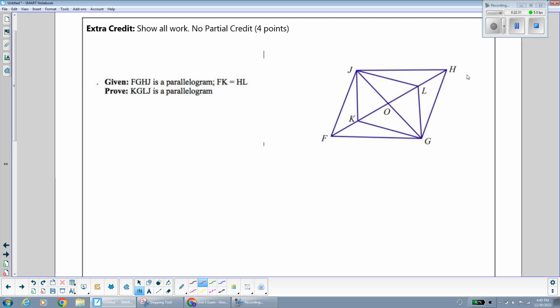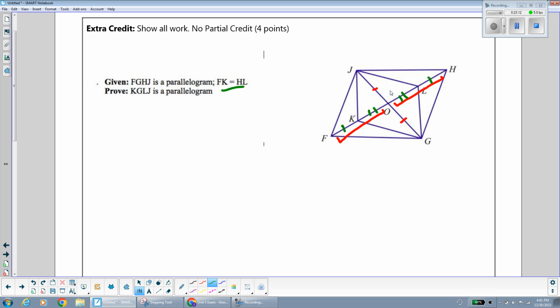And we do know that diagonals of a parallelogram bisect each other. So FO is congruent to OH and JO is congruent to OG because diagonals of a parallelogram bisect each other. From the givens, they also tell us that FK is congruent to HL. If you take FO minus FK, you'll be left over with KO. And if you take HO minus HL, you'll be left over with OL. And now we know the inner quadrilateral is a parallelogram because its diagonals bisect each other. If diagonals bisect each other, that means that it is a parallelogram.